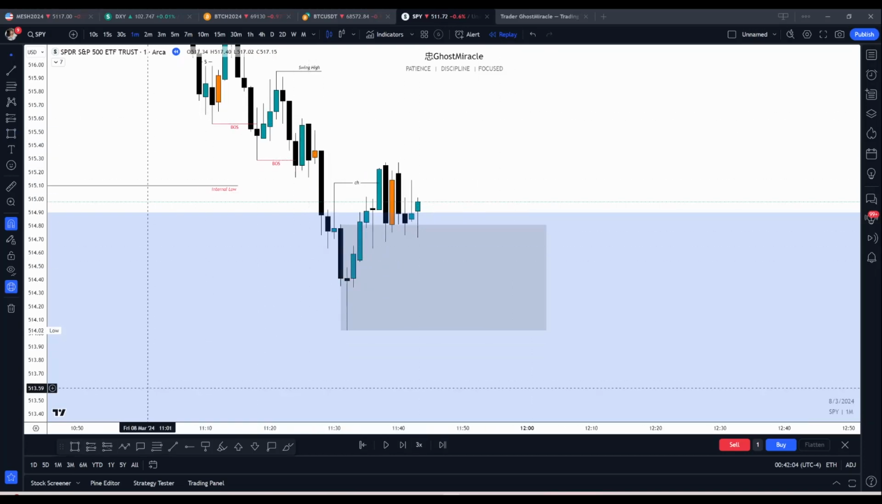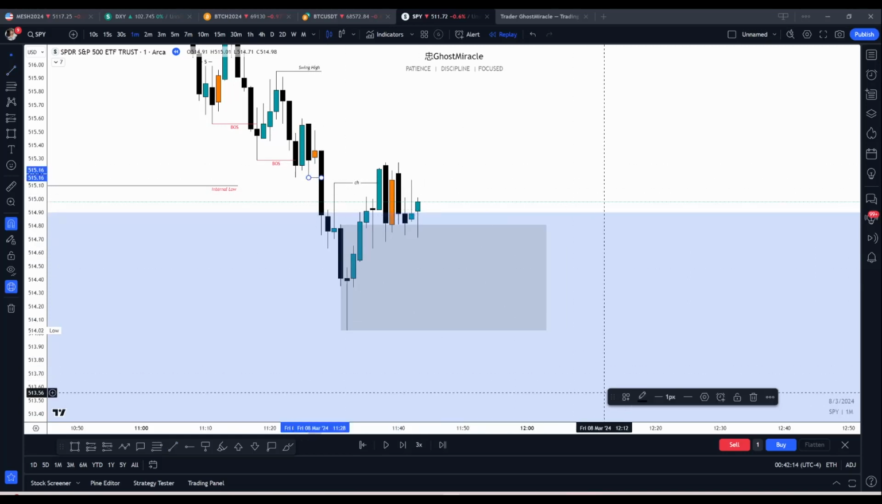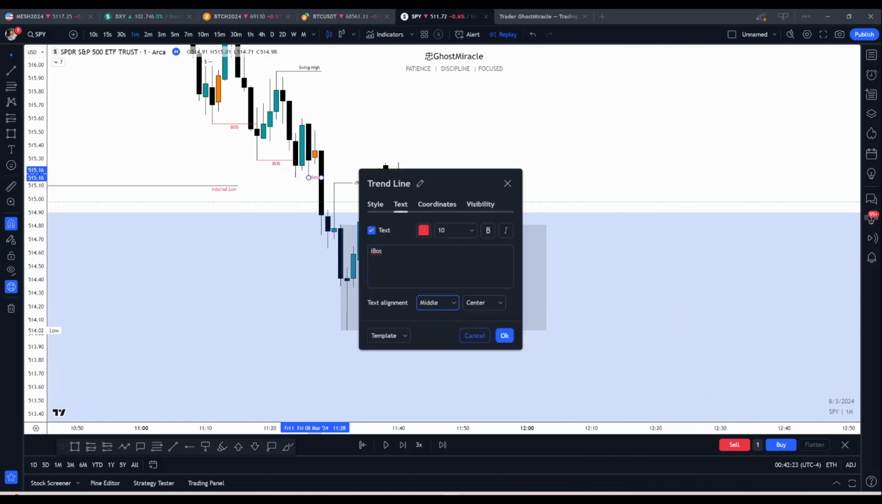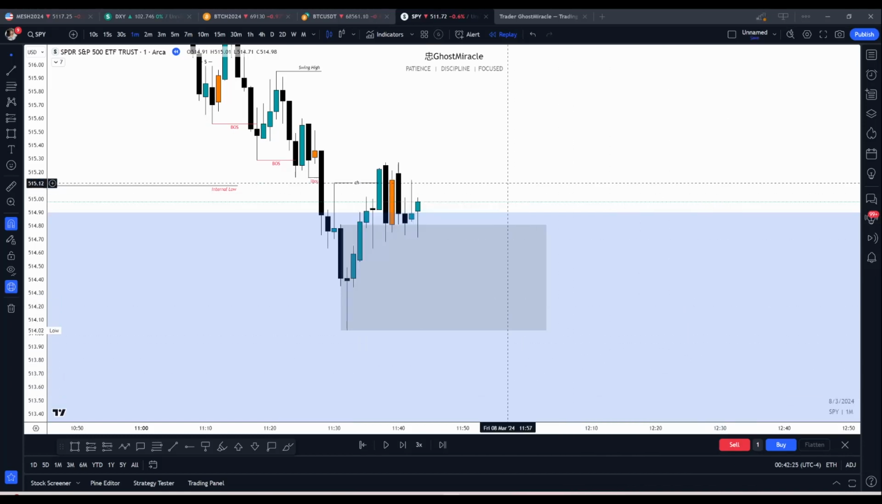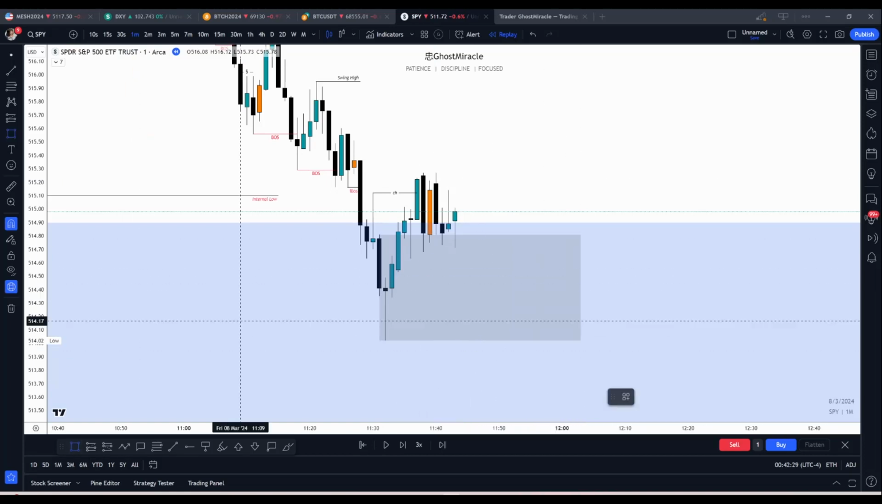I'll just keep it like that. All right. So then you have this area of consolidation, but really you have a low, high, low. So this is like a minor break right here. So you can say that's the internal breaker structure to the downside. That was the wrong one. And then let's make that to the bottom so you can see more clearly.